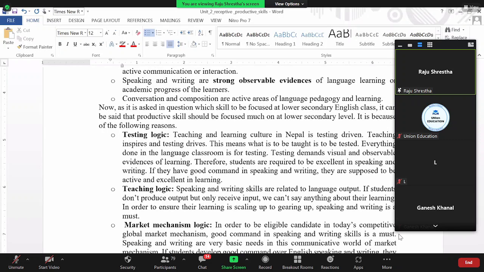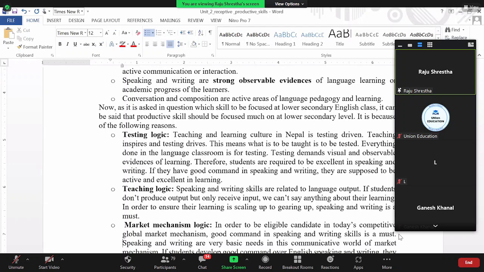मार्केट मेकानिजमले पनि के डिमान्ड गर्छ भने लिसनिङ र रिडिङ भन्दा पनि स्पिकिङ एन्ड राइटिङ शुड बी एक्सलेन्ट, शुड बी गुड। दोज क्यान्डिडेट्स हु हेभ गुड कमान्ड ओभर स्पिकिङ एन्ड राइटिङ आर प्रिफर्ड भनेर तपाईको क्राइटेरिया नै बनाइदिन्छ। सो मार्केट मेकानिजमले पनि के गर्छ भने स्पिकिङ एन्ड राइटिङ शुड बी फोकस्ड, should be prioritized भन्छ, then why don't we focus?